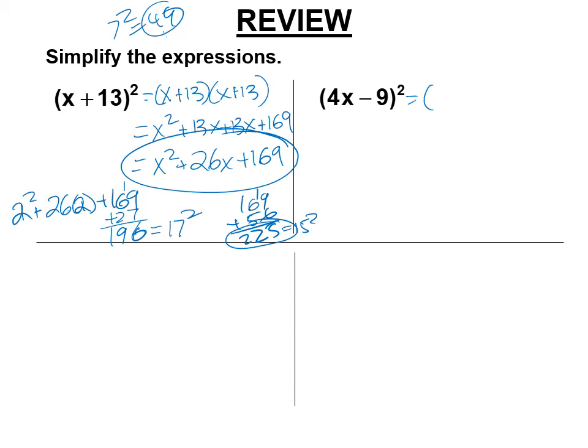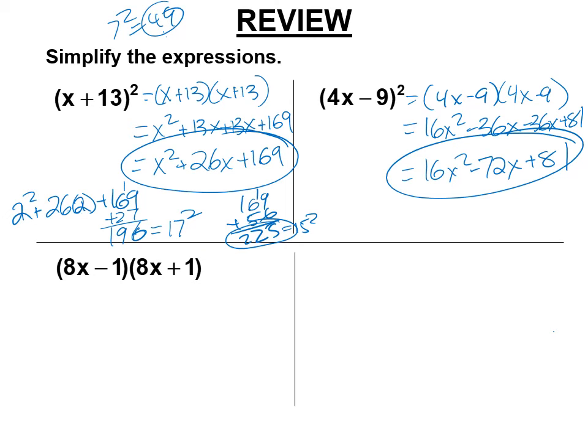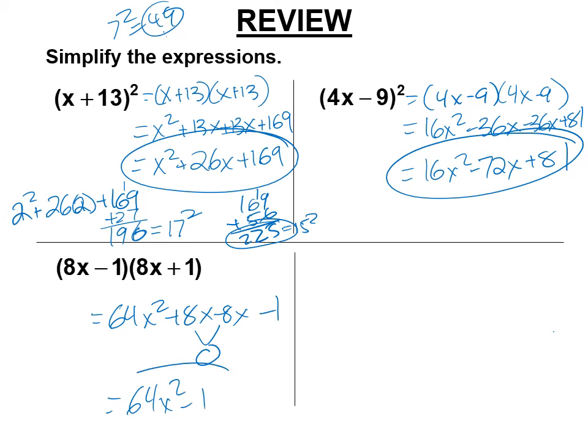Okay, so same thing here. No matter what number I make x, the answer will be a perfect square because I'm multiplying the same thing twice. 4x minus 9 times 4x minus 9 is 16x squared minus 36x for the outer, minus 36x for the inner, plus 81. 16x squared minus 72x, 36 plus 36 is 72, plus 81. This answer is not a perfect square. What happens here is 64x squared plus 8x minus 8x, that means 0, minus 1, and the answer is 64x squared minus 1.